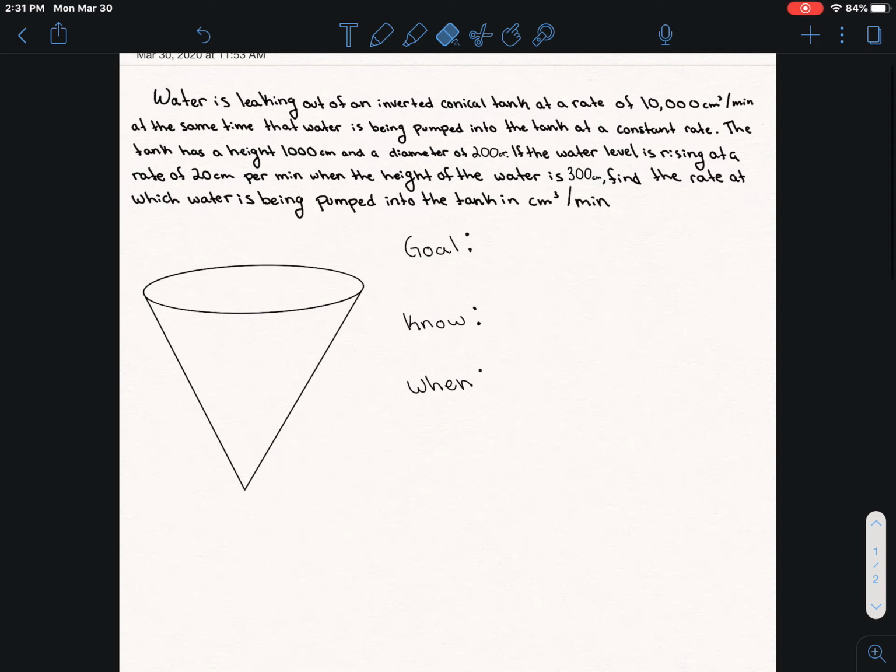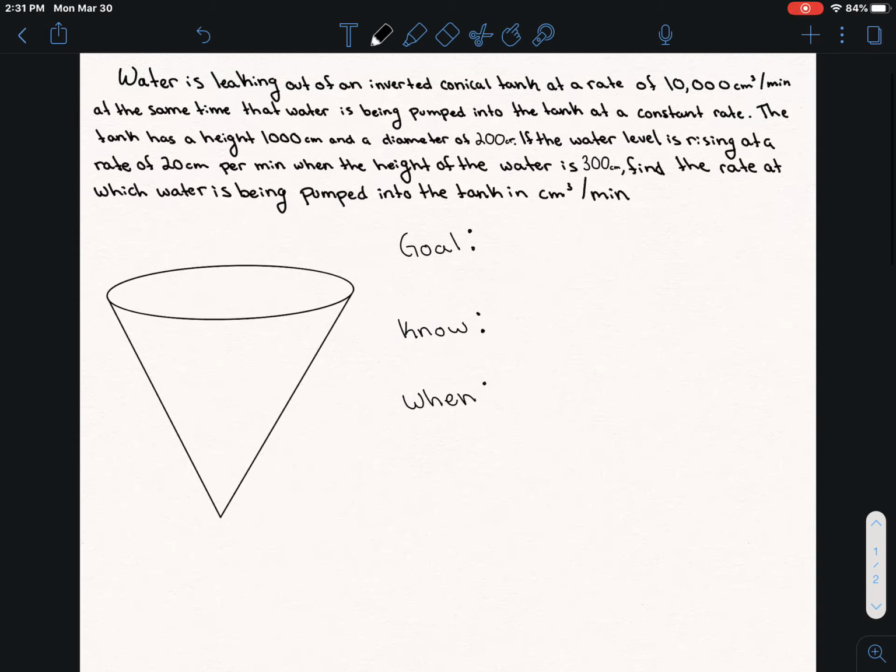So the problem reads, water is leaking out of an inverted conical tank at a rate of 10,000 cubic centimeters per minute, at the same time that water is being pumped into the tank at a constant rate. The tank has a height of 1,000 centimeters and a diameter of 200 centimeters. If the water level is rising at a rate of 20 centimeters per minute, when the height of the water is 300 centimeters, find the rate at which the water is being pumped into the tank in centimeters cubed per minute. Okay, so the first thing I'm going to do is label my cone.